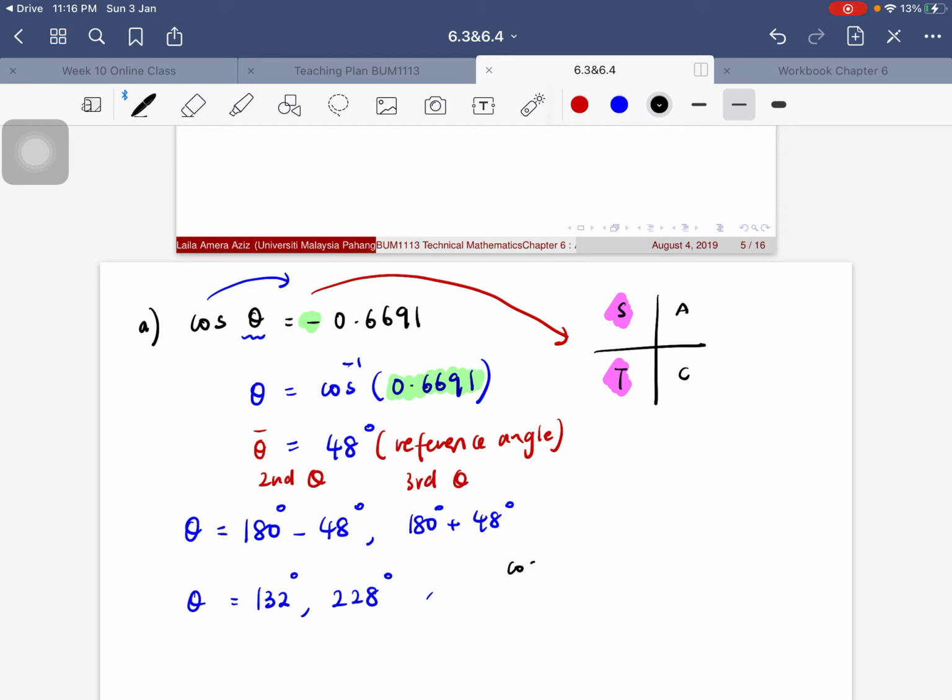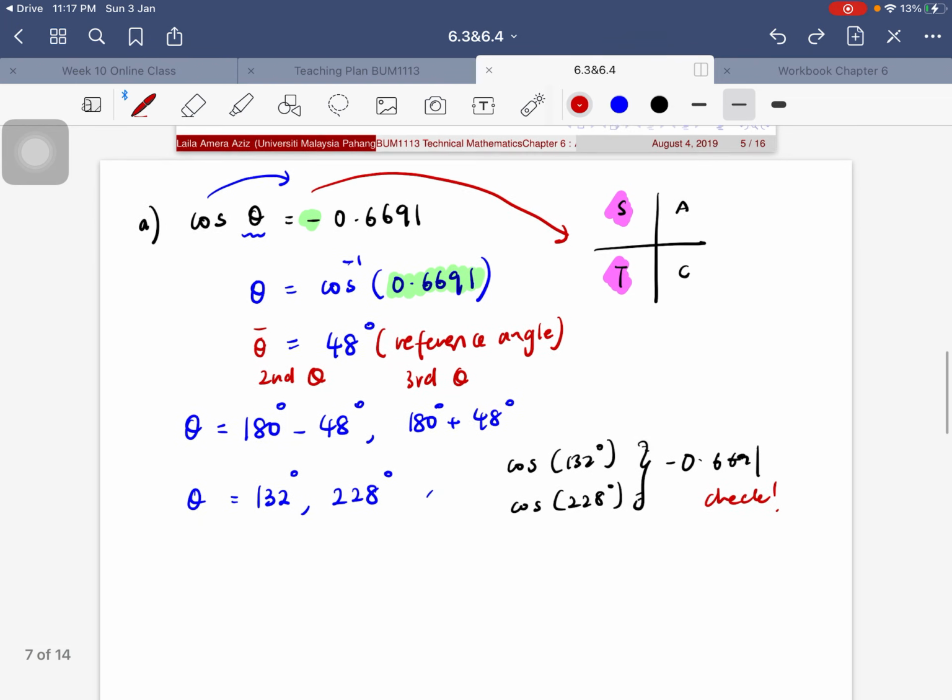You can simply use your calculator, find what is cos 132 degrees, and what is cos of 228 degrees. Your calculator is going to give you a value of negative 0.6691 for both. This is the way that you can check your calculation, whether the values that you get are correct or wrong. You can simply substitute the value of theta that you obtained earlier. That is going to be our first example.